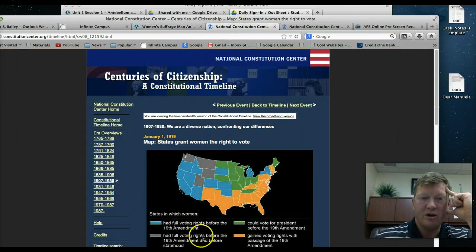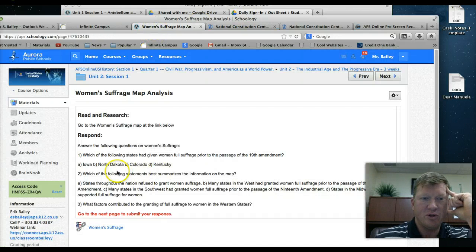So before the 19th Amendment, which one of those? You're looking at either the blue or the gray area to answer that question. For number two, it gives you four choices: Iowa, North Dakota, Colorado, Kentucky. Between those four, which one gave women the full right to vote prior to the passage of the 19th Amendment?